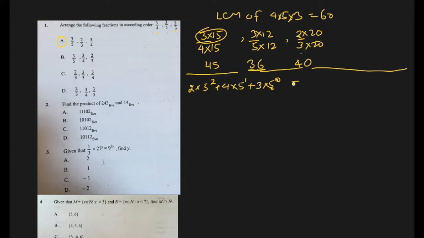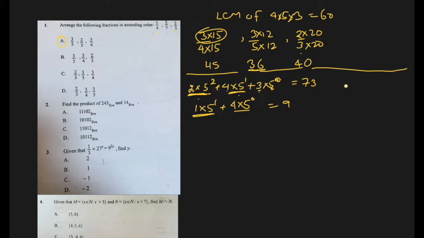And let's see in decimal what it becomes. This becomes 50. 5 square is 25 times 2, 50 plus 20. 5 to the power 0 is 1, so plus 3. 50 plus 20 plus 3 becomes 73. Similarly, the other one, 14, will be 4 times 5 to the power 0 and 1 times 5 to the power 1. So this is 5, this is 4, 9.